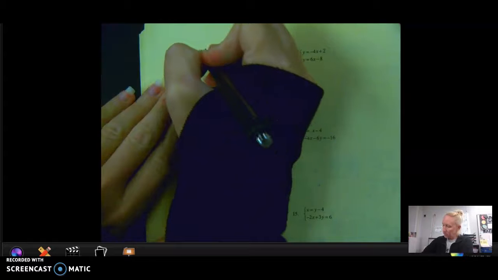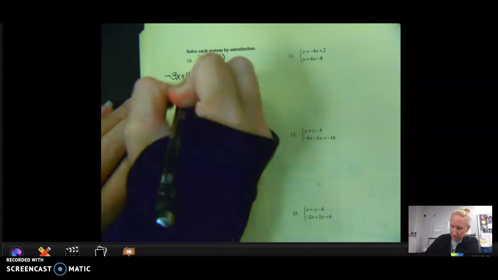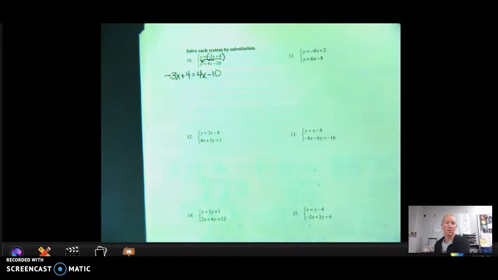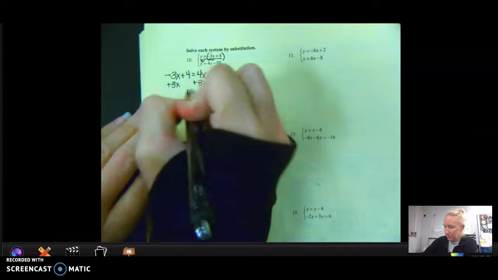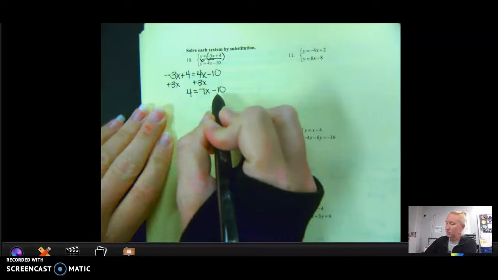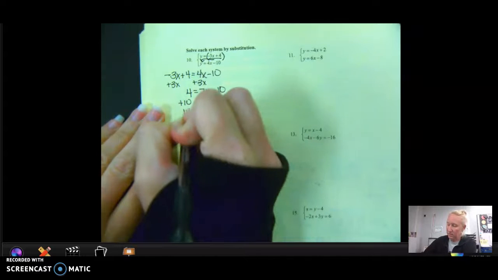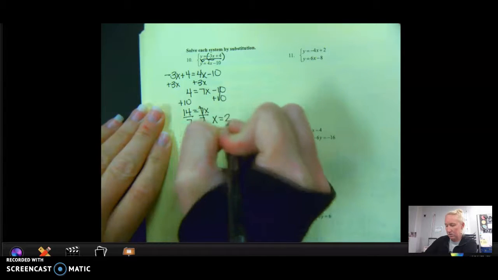Okay, so this one has more work. This is everything that y is equal to. I'm going to take that whole thing and plug it in for y here. When I do that, I get negative 3x plus 4 equals 4x minus 10. Now it's just a multi-step equation that you would solve in algebra. I'm going to add 3x's to both sides, so I get 4 equals 7x minus 10. My goal is to get x by itself, so I'm going to add 10 to both sides. That cancels, so I get 14 equals 7x. Divide by 7 to get x by itself, so I get x equals 2.